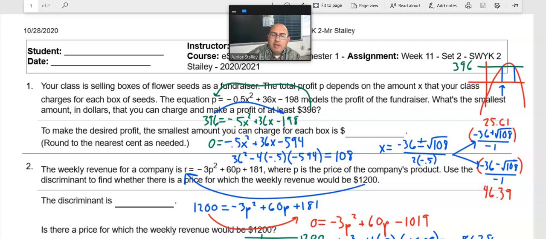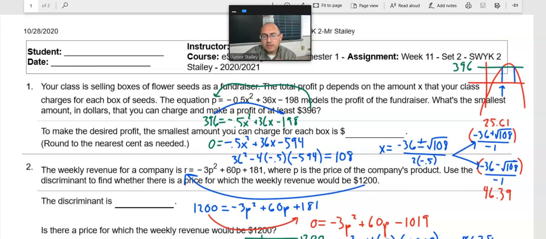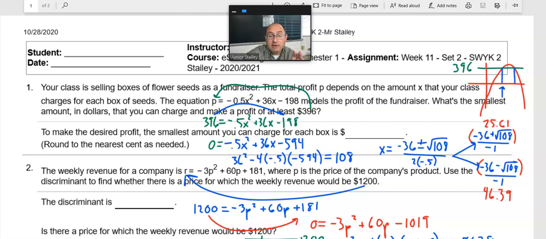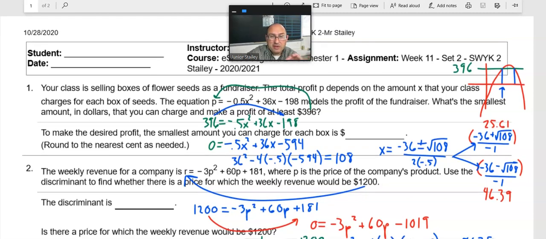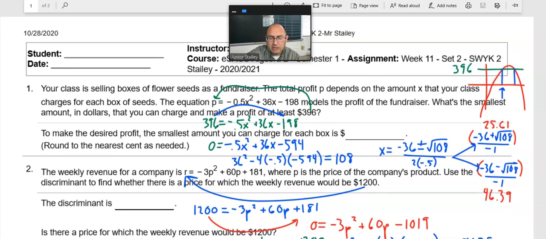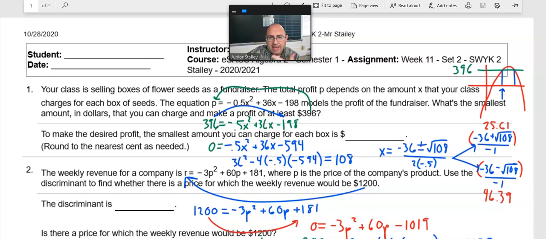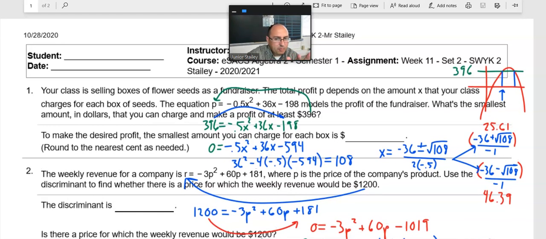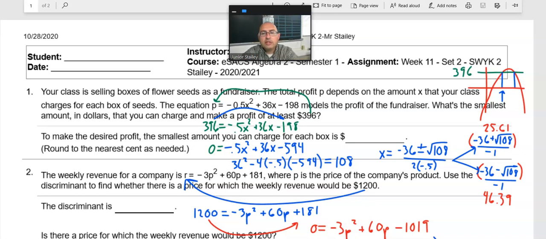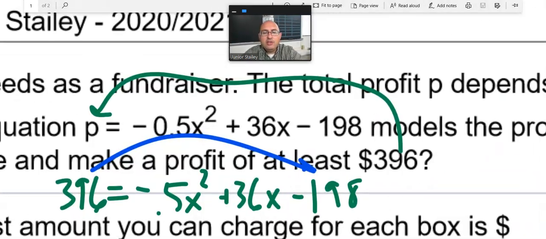The total profit P depends on the amount X that your class charges for each box of seeds. So X, I know it's kind of unfortunate that price and profit are the two variables because they both start with the letter P. So your price is X, and they used P for profit, but that's like your Y value. And they gave you the equation for it right there.